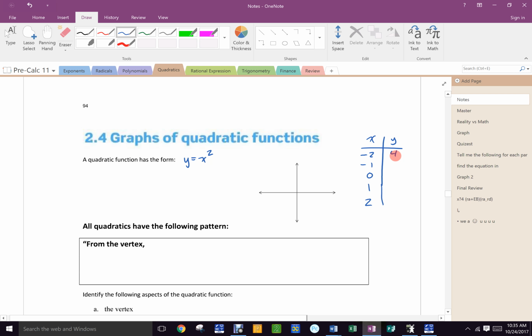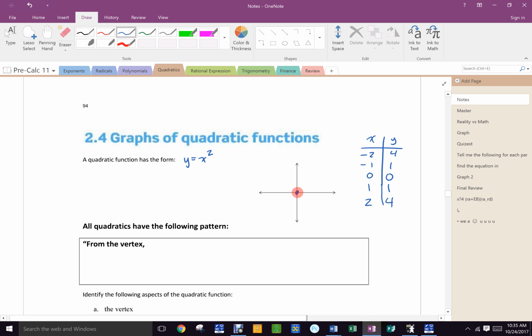What is negative 1 squared? Positive 1. What is 0 squared? 0. What is 1 squared? 1. What is 2 squared? 4. Now, graph it. We have a point at 0, 0, yes?